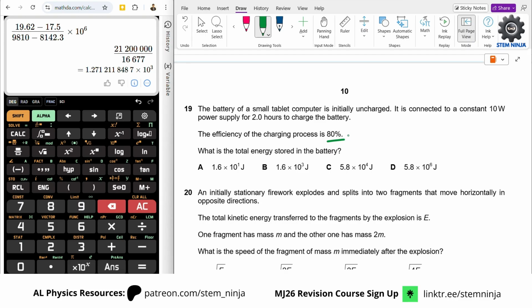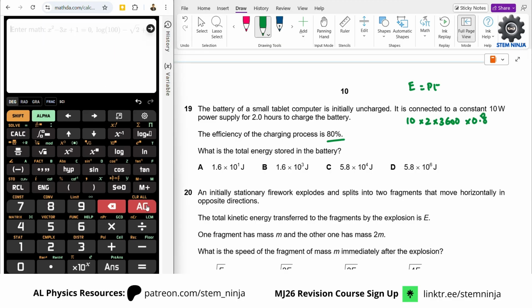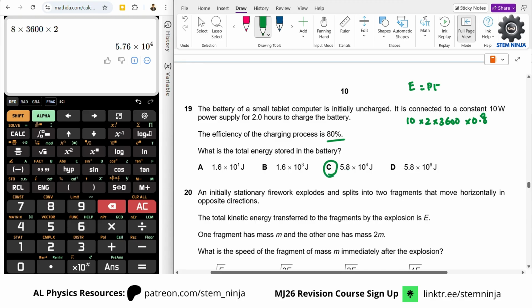Okay, so energy is equal to PT. This is the input, 2 hours, and we need to convert it into seconds. 1 hour is equal to 3600, and it's 80%, so 0.8. So 10 times 0.8 is 8, times 3600, times 2. This is 5.76 times 10 raised to power 4.